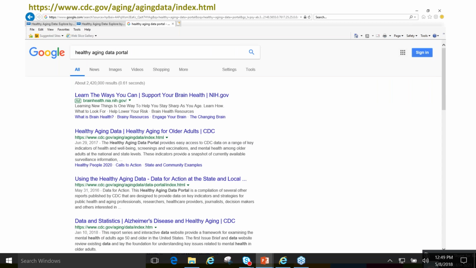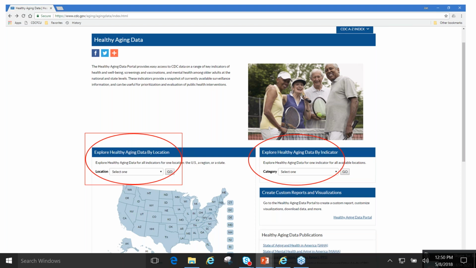The link for the Healthy Aging Data Portal is www.cdc.gov/aging/index.html. But the portal can be Googled on the internet using the words Healthy Aging Data Portal. Next slide, please. The portal is an interactive data visualization product using the Logi Analytics software system. It offers two ways for accessing estimates for older adults. These are available at the click of a button using the Explore Healthy Aging Data by Location option or the Explore Healthy Aging Data by Indicator option. Next slide, please.